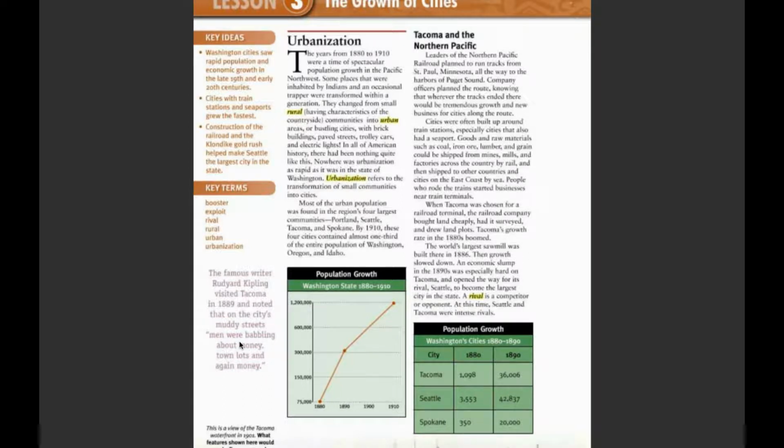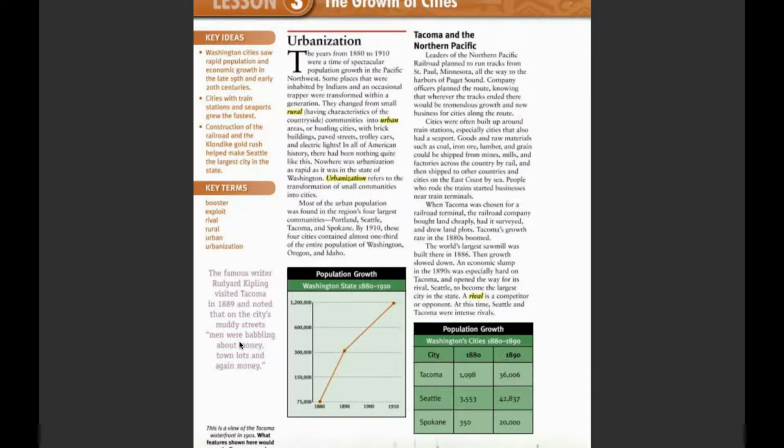And much of that state's growth was fueled by the growth of Tacoma, Seattle, and Spokane. And as we learned yesterday, a lot of that had to do with railroads. Tacoma was the first to benefit from a railroad because it got the first railroad terminal on the Pacific coast. Okay, the first railroad that came through, the Northern Pacific Railroad. There was a lot of jockeying back and forth to see if Seattle or Tacoma would get that railroad terminal. They chose Tacoma, and it caused Tacoma to grow extremely fast.